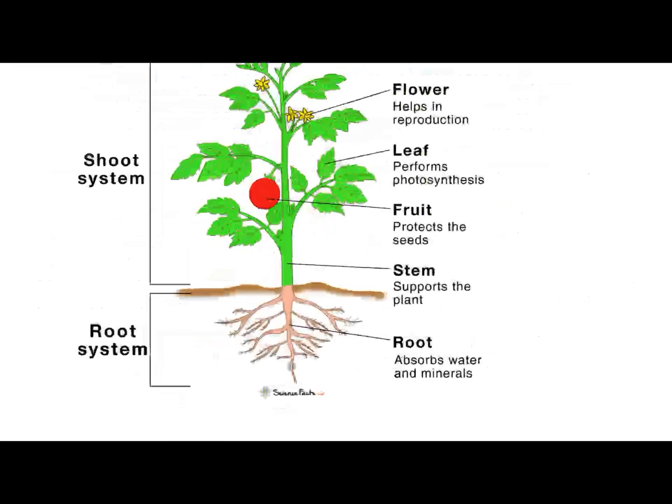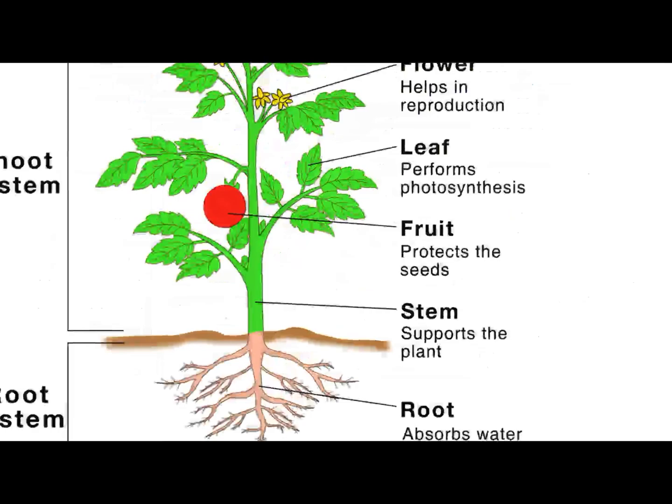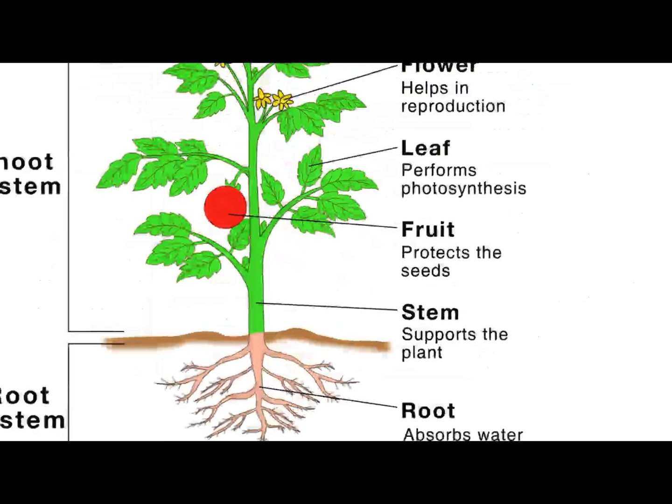Here you can see shoot system, that is the upper part of the plant. It contains stem, fruit, leaf and flower. Stem supports the plant and carries water and minerals to the leaves. Leaf prepares food for the plant. Due to presence of chlorophyll, leaf appears green.